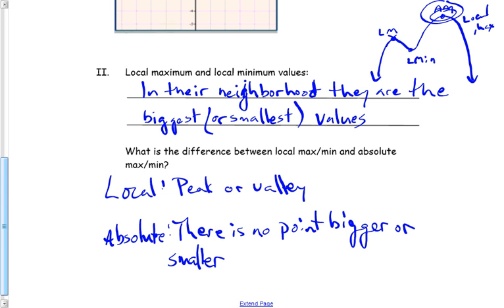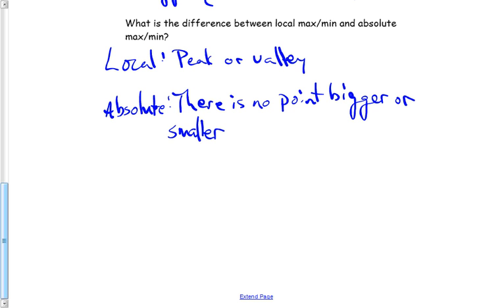I don't know if this helps. I'm going to add a phrase here. On entire interval or domain, depending on what we're looking at. We're going to talk about the difference between those two in just a minute. Okay? I want to get to the good stuff, but I want to make sure we're clear on vocab.